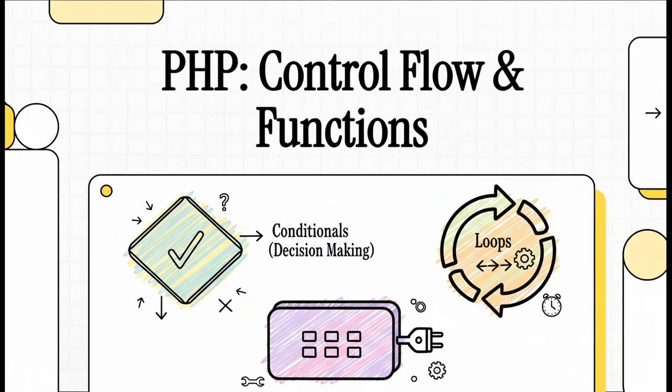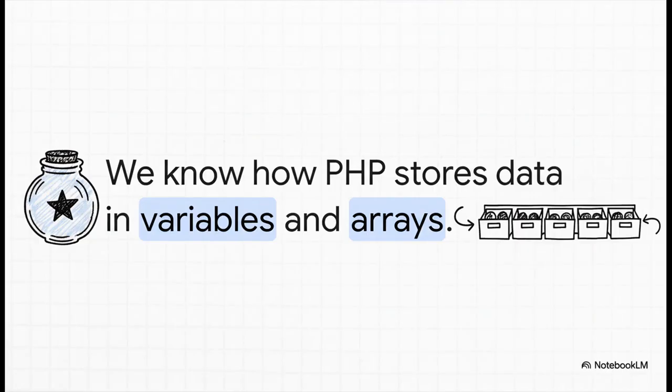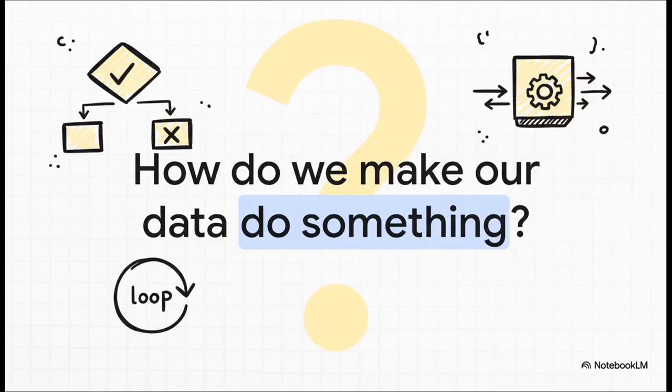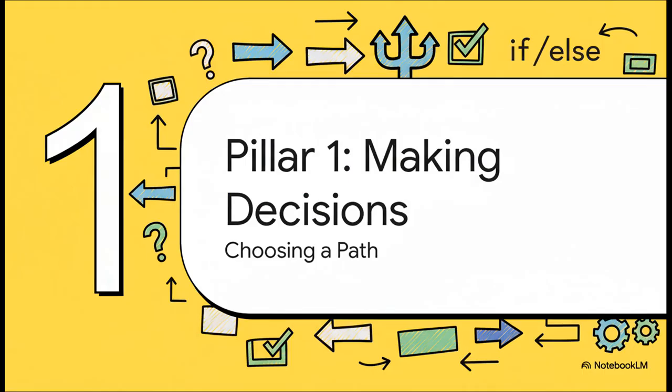Let's get into it. So far, we've covered the what, how we can hold on to information, whether it's a single piece of data in a variable or a whole bunch of things in an array. But let's be real, data that just sits there is pretty useless. The magic happens when we give our code a brain, a way to make decisions, to repeat actions, and to keep itself organized. And that's exactly what we're talking about today: the 3 pillars that turn static data into a living, breathing application.